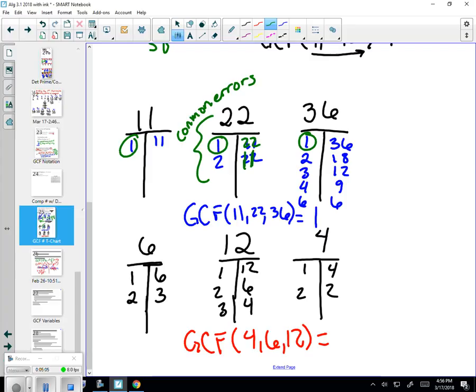The GCF of 4, 6, and 12, we get 2. If I circle a 2 on the left and a 2 on the right, that's okay. We can pull our factors from either the left or the right. Our GCF would be 2.